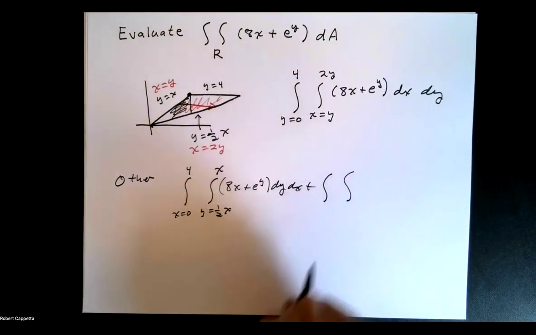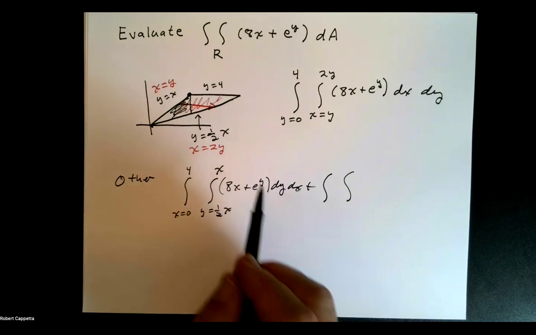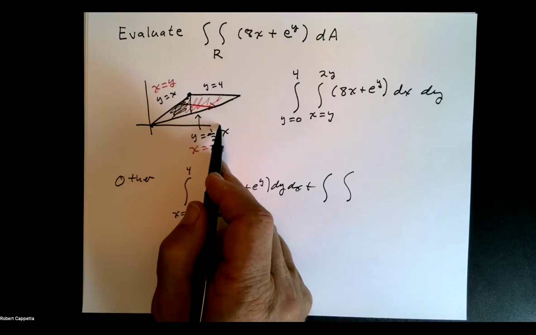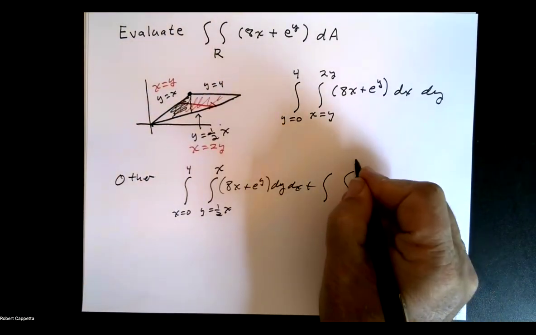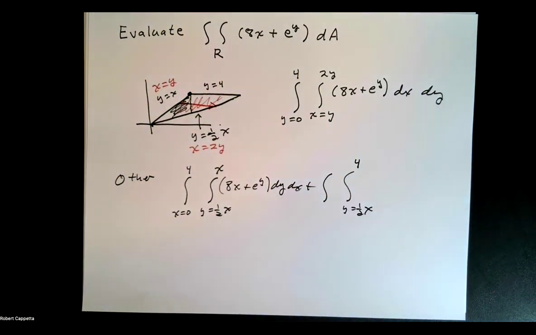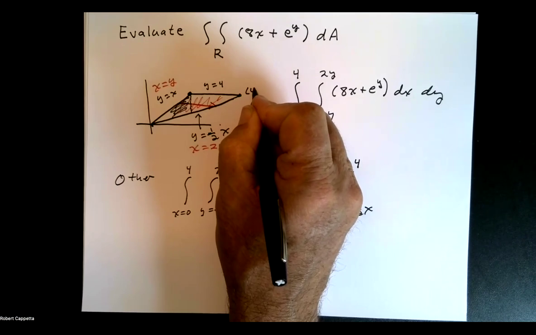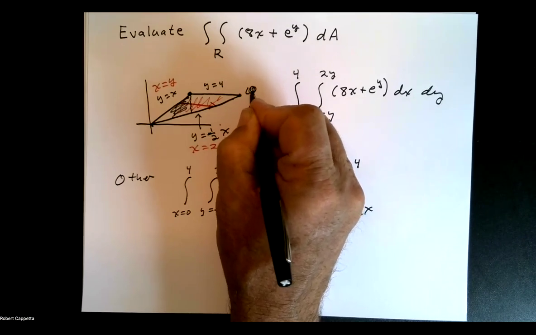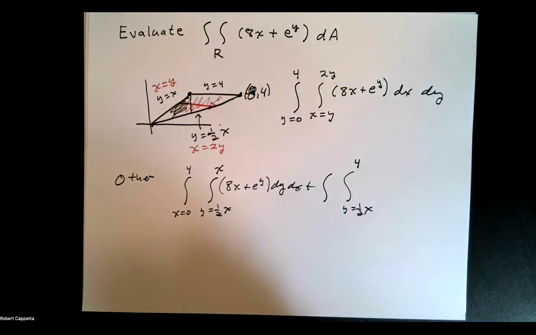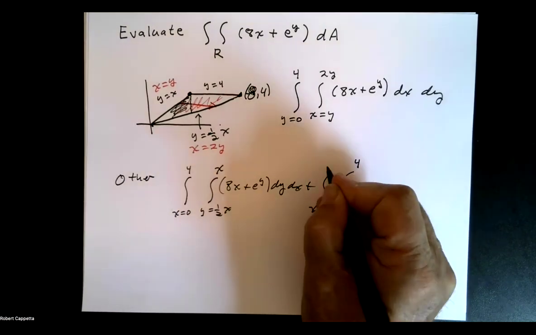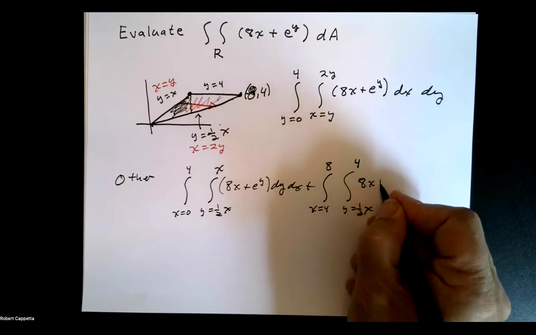And then the next piece would have started where? My southern border is still here at y equals a half x, and my northern border is at y equals 4. And then what does x range from here? This is the point (8, 4). That's the point (8, 4) ending there. So x is ranging from 4 to 8. So that would be the way of doing that if I had gone the other direction.